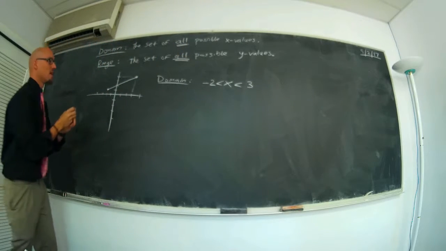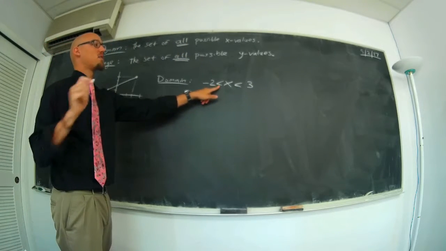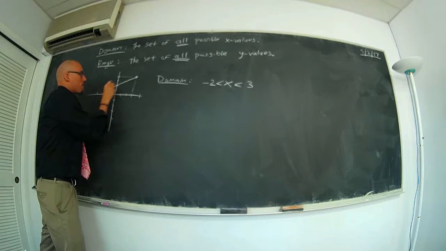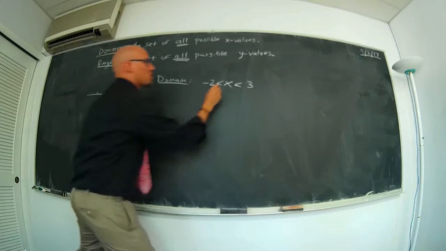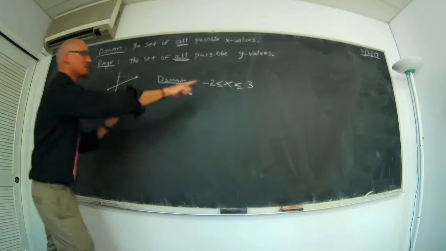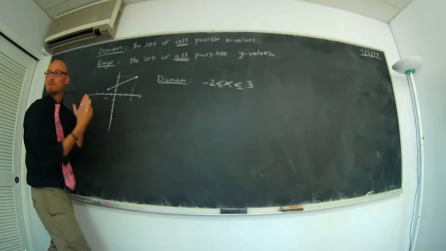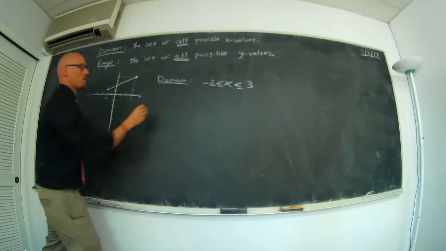Now, is it just less than, or is it less than or equal to? How would you know? Equal to, it's a closed point. Yeah, we have closed endpoints, so it's also equal to here. So that means x lives in between -2 and 3. That's my domain.